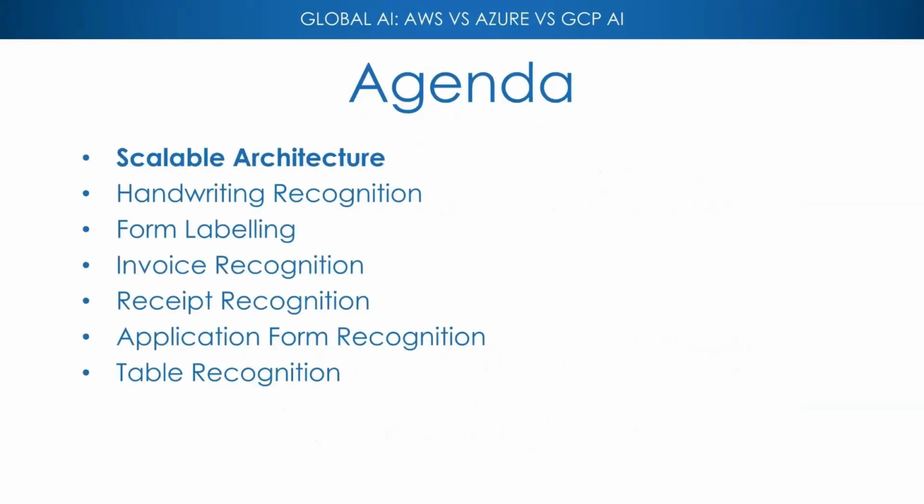Let's talk about the agenda today. We're going to talk about scalable architecture because we've witnessed a ton of projects in the last couple of decades where scalability was an afterthought. So we like to talk about it anytime we get started on a project. We would also like to compare some of the handwriting as well as form labeling AI offerings in different clouds, including invoice as well as receipt recognition, which are another kind of form recognition. If you look at the last five, they are some kind of form, and the first one has to be handwriting recognition.